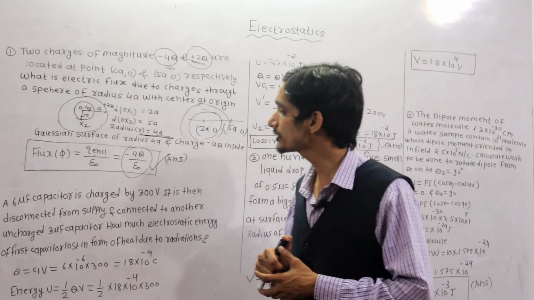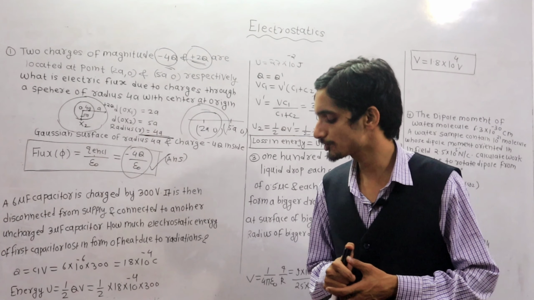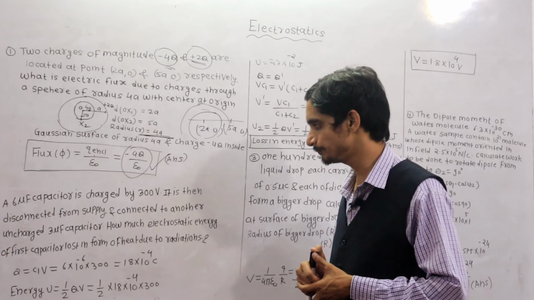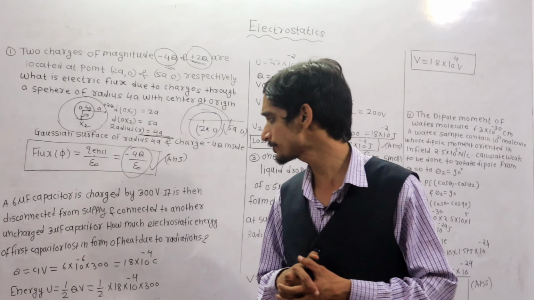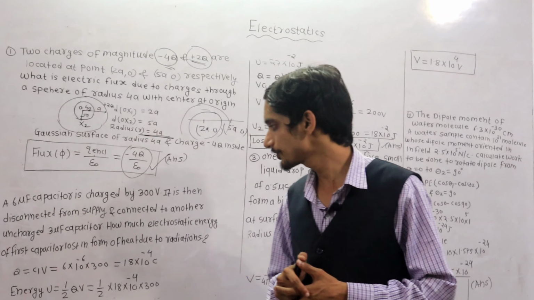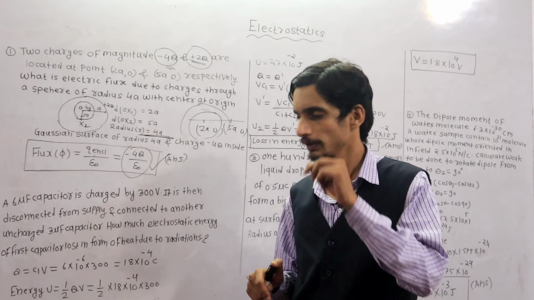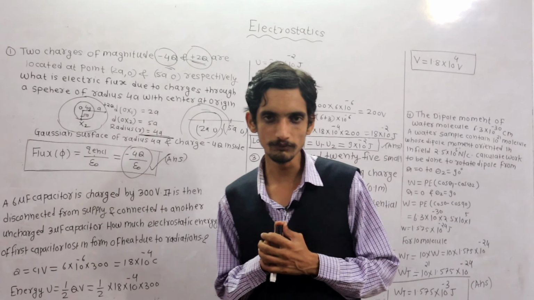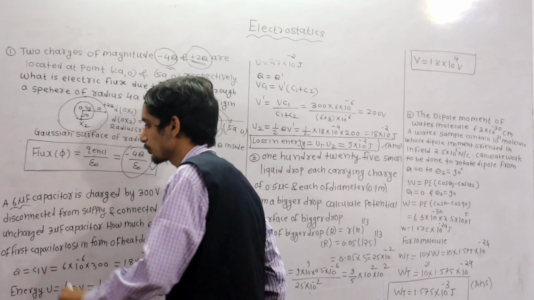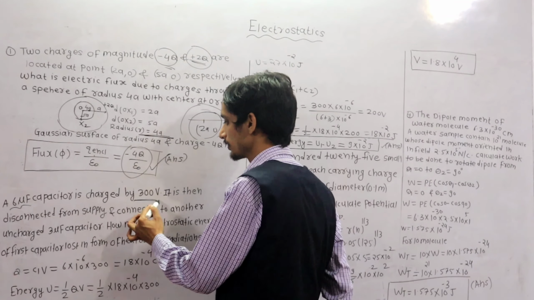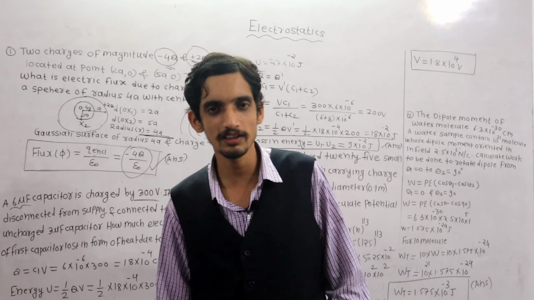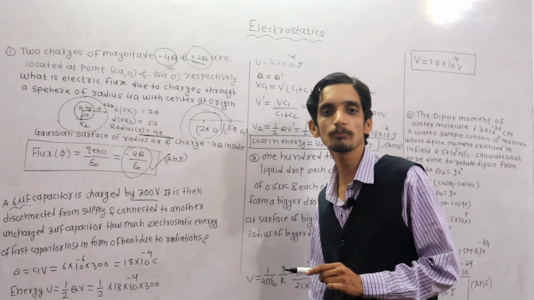Next question. A 6 microfarad capacitor is charged by 300 volt. It is then disconnected from the supply and connected to another uncharged 3 microfarad capacitor. How much electrostatic energy of the first capacitor is lost in the form of heat due to radiations? So a 6 microfarad capacitor is charged by 300 volt. How much charge is developed on that capacitor?